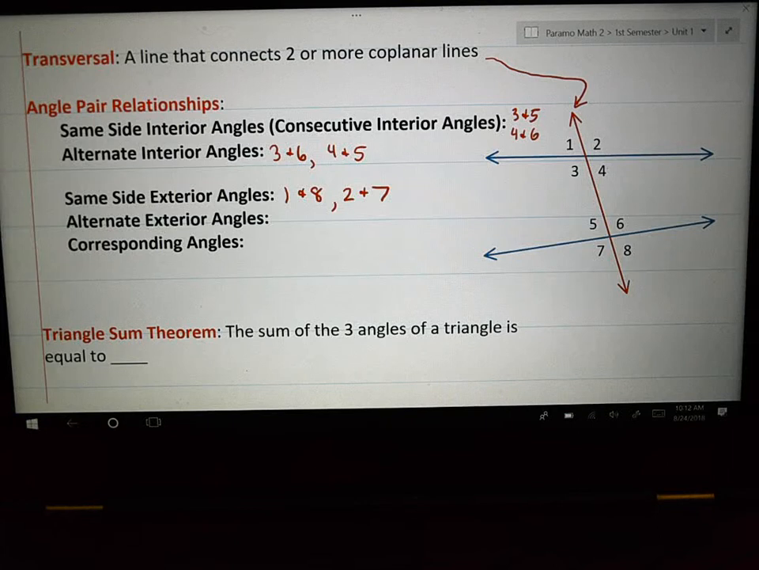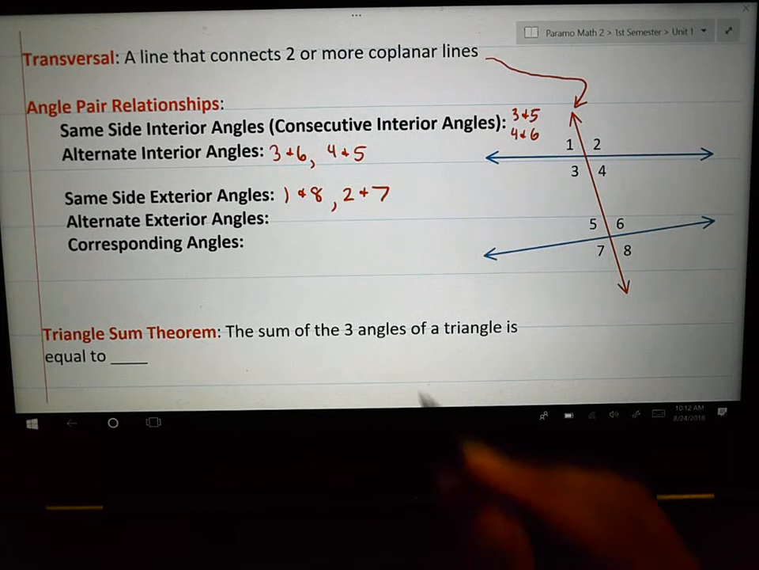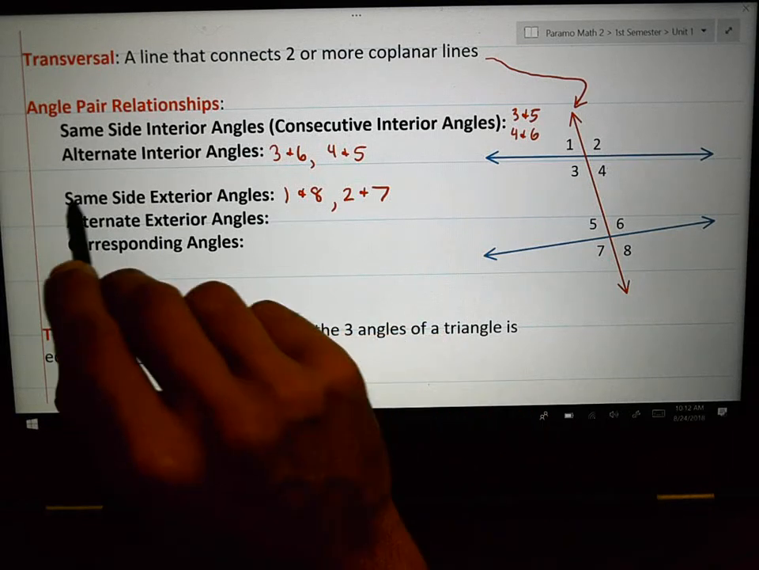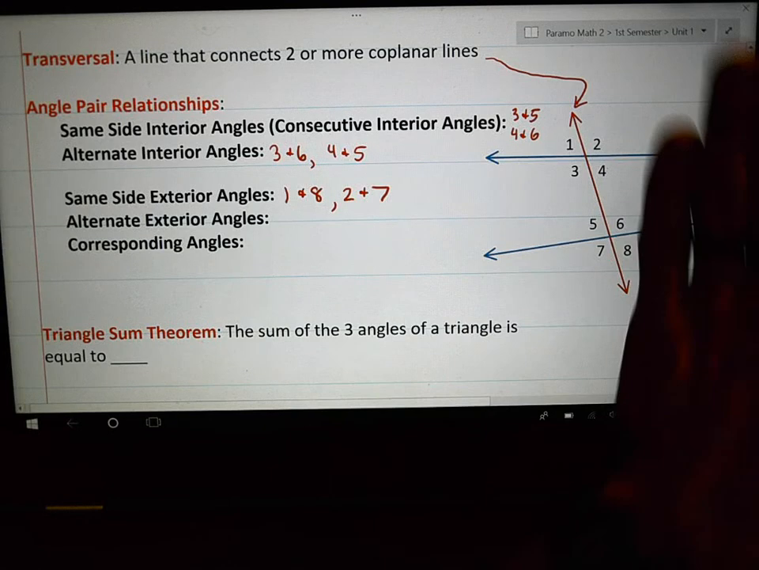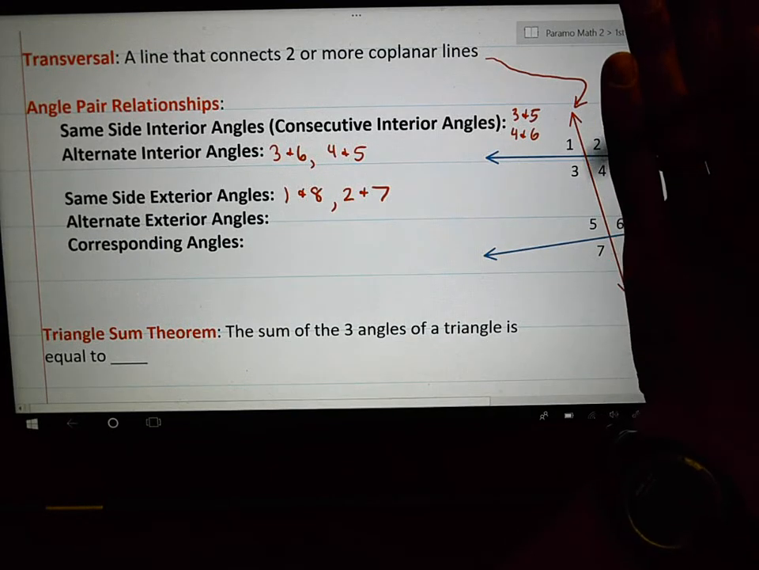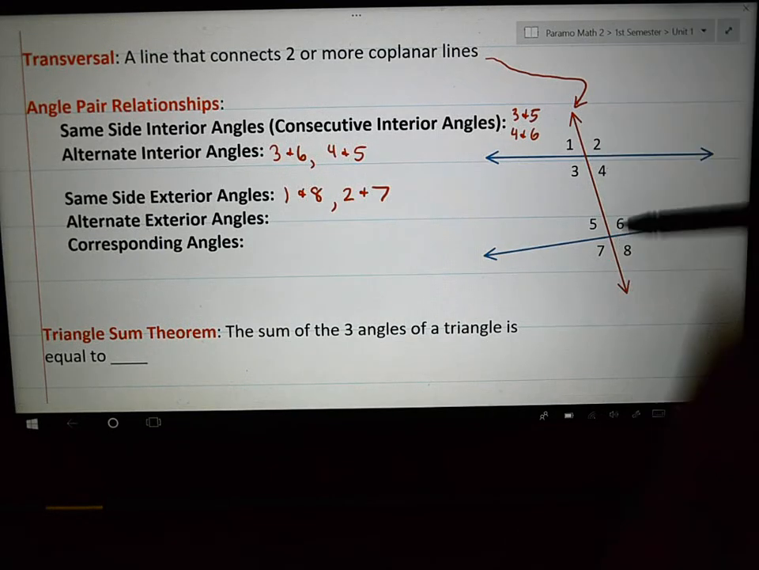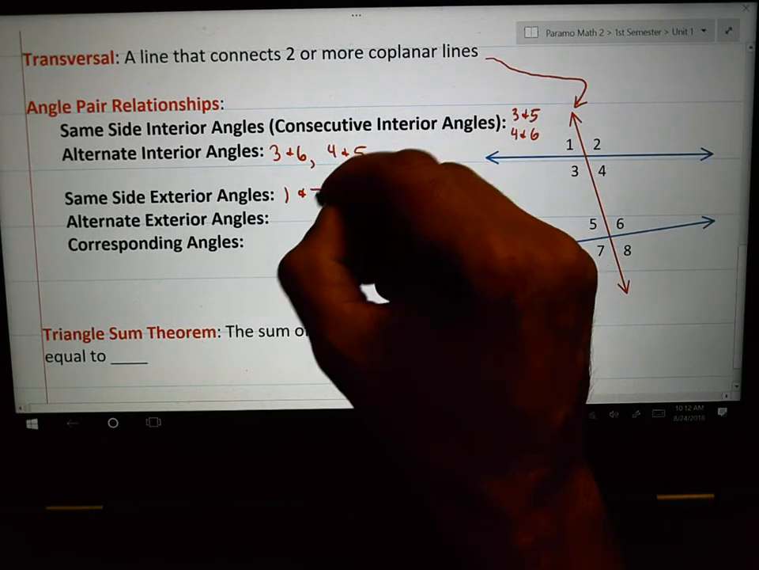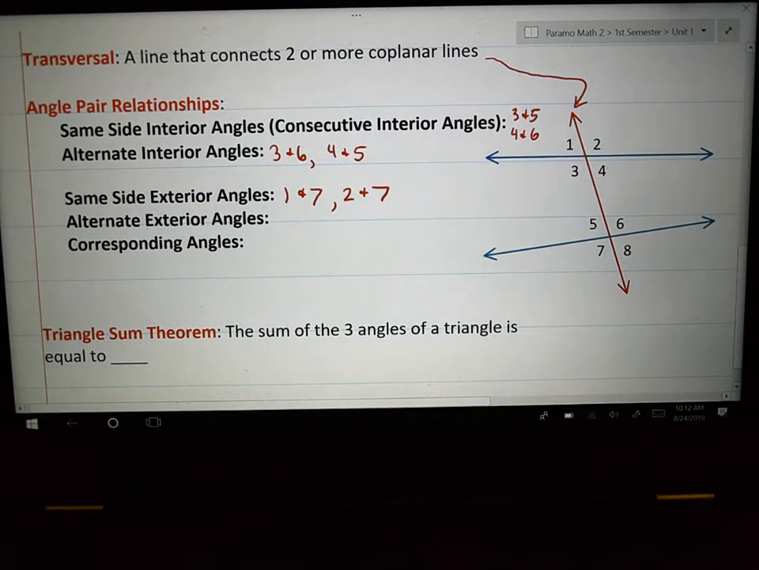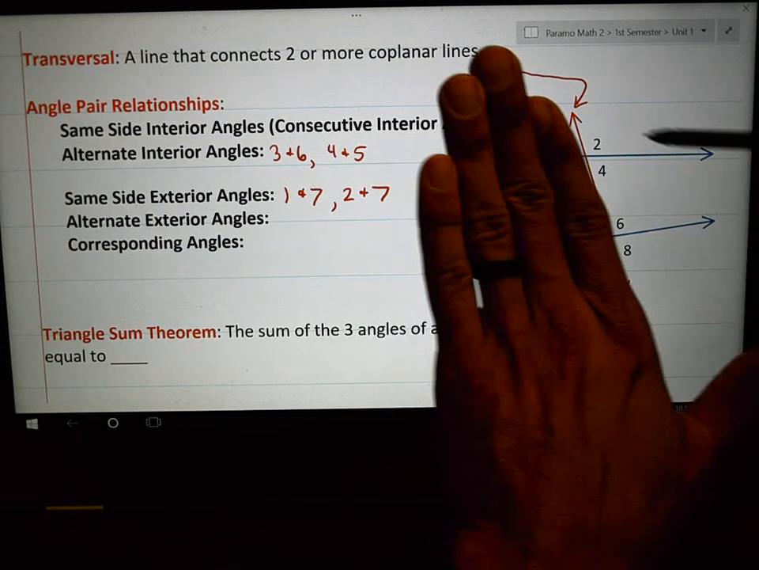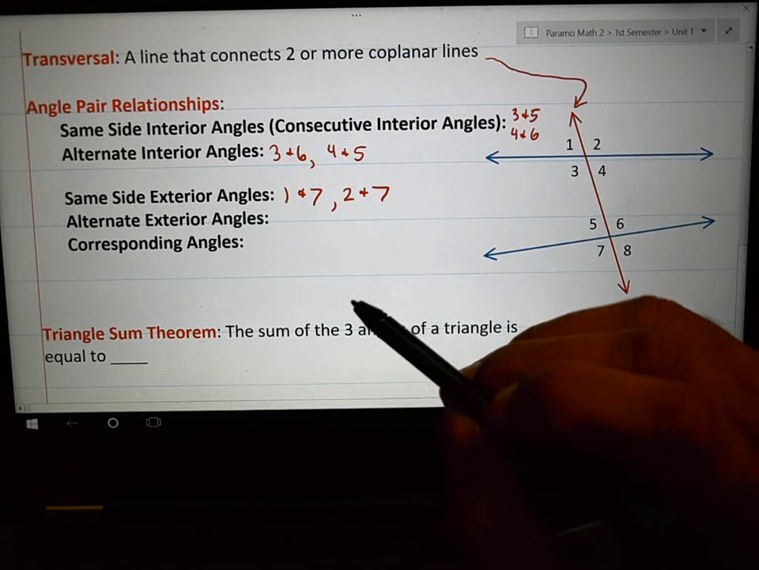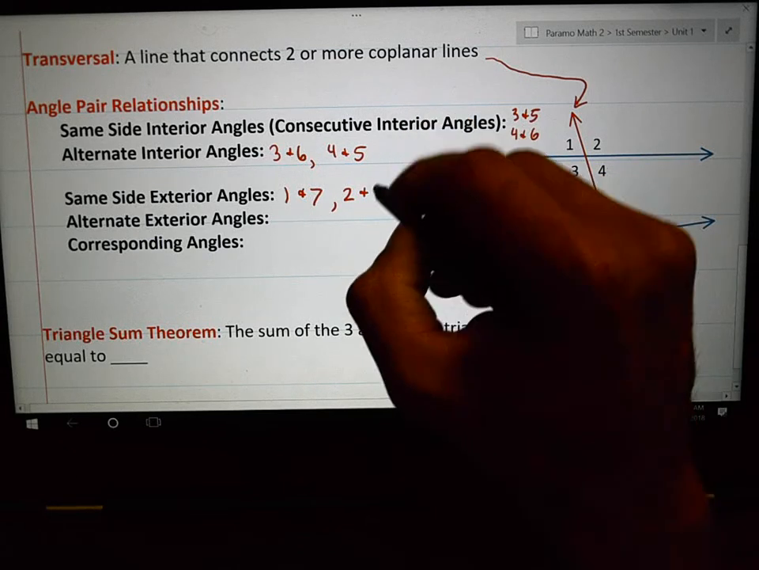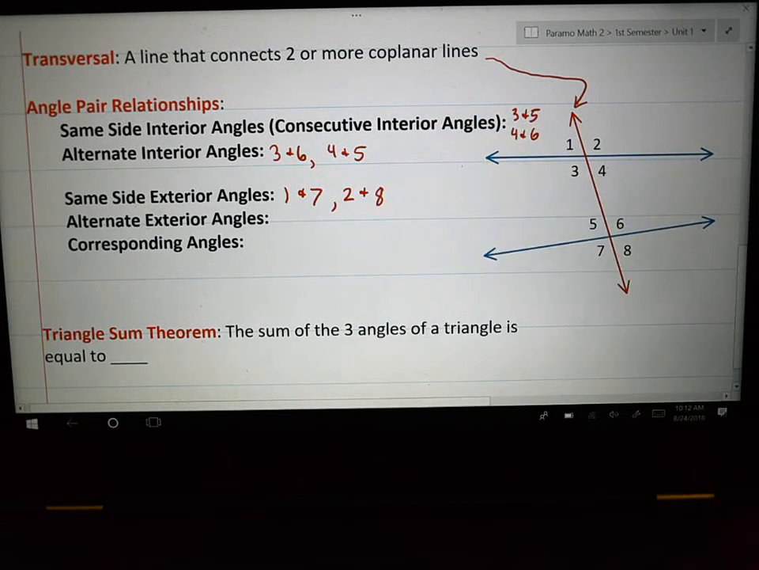Did I mess up right there? Yeah, I did. Same side exterior should be 1 and 7. Thank you. I was looking at the one below it. And it should be 2, same side, and small mistake. That's how you make small mistakes in this class.